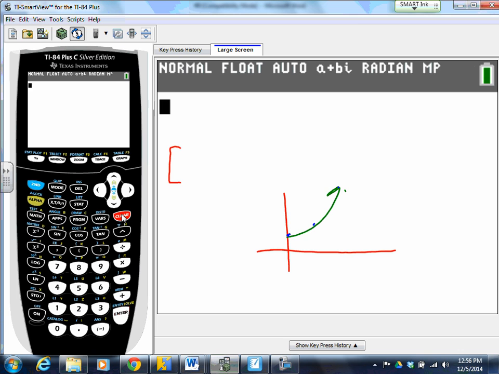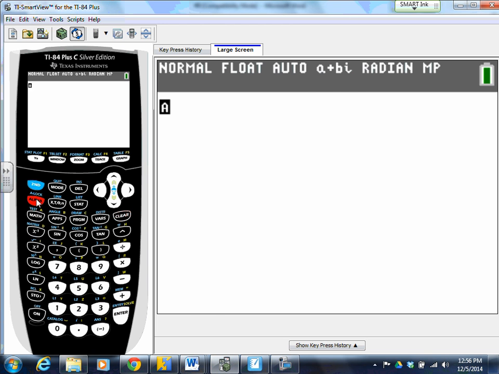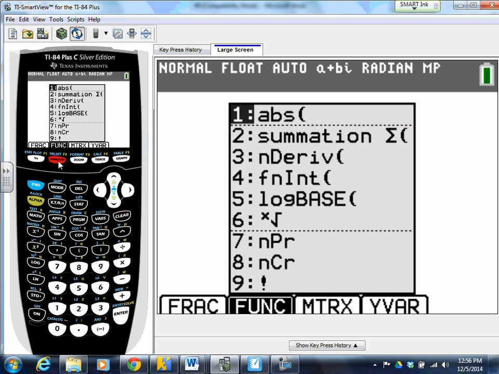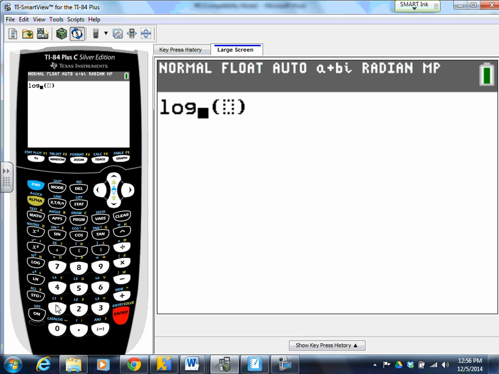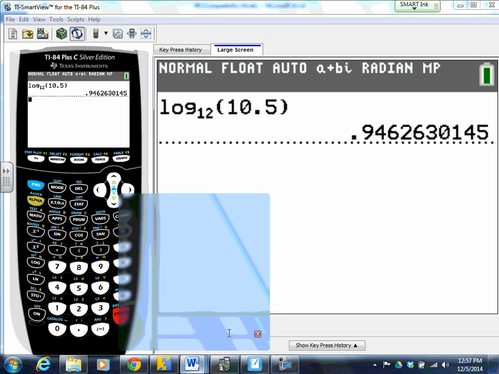If you have the newer calculators, remember we can do the alpha window, and it can do log base for us. Otherwise, you're going to have to do the division problem. So in this case, it's log 12 of 10.5, and on the old system, you'd have to do log of 10.5 divided by log 12, and that should get you the same thing. Okay, so that's the logarithm part of our question.